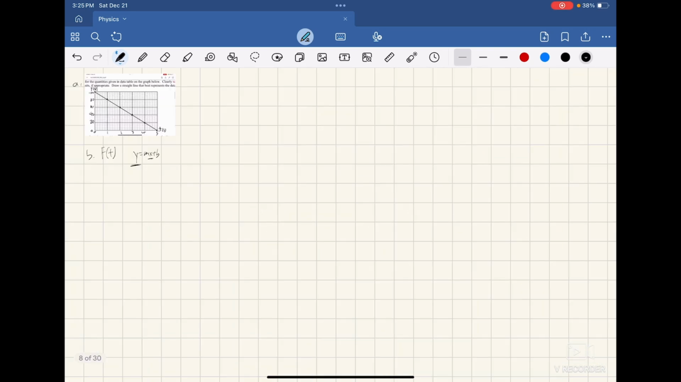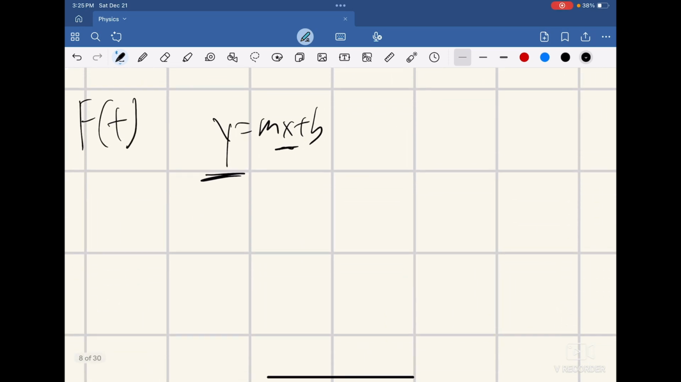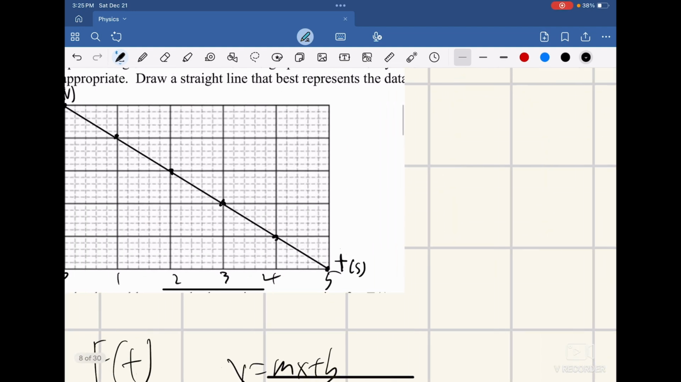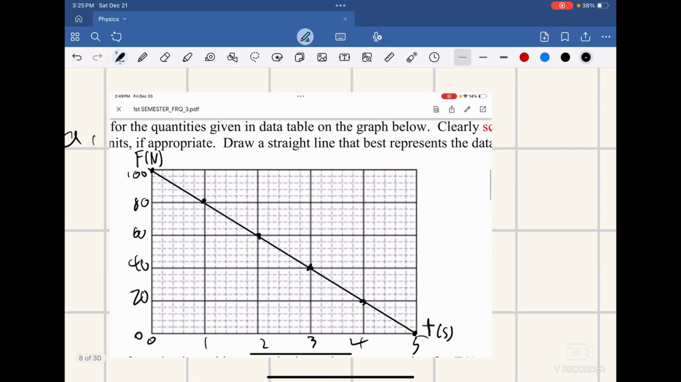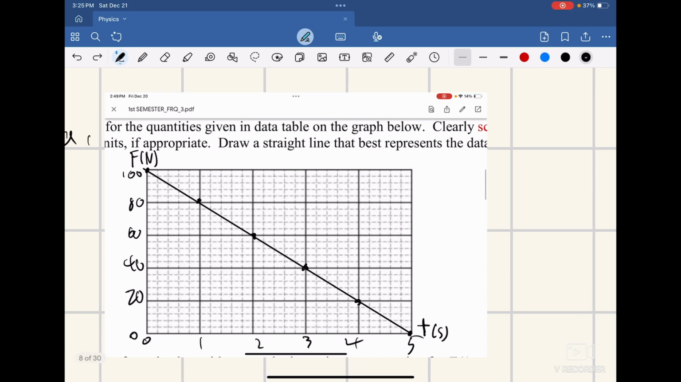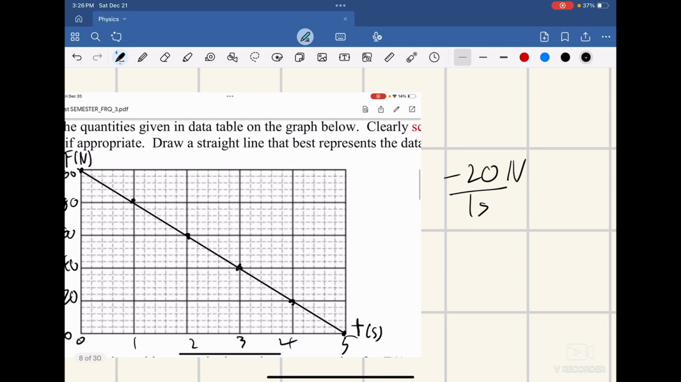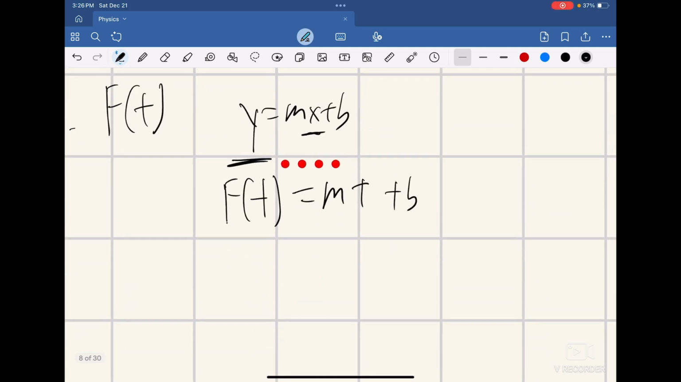So all we have to do is replace y with F(t), which is equal to mt plus b. How do we find m and b? Let's start with m, which is just the slope, right? We already found the slope, we already have it right here. This graph shows us that every 1 second that passes, the force decreases by 20 newtons. So it is negative 20 over 1 second. That is our m, and we can just plug that in.